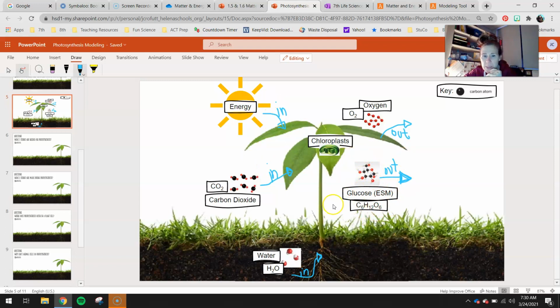So I just kind of set it over here. I didn't associate it with any specific part of the plant. Like I said, it does not leave the plant. It stays in there for energy. And again, we'll talk about that next chapter.